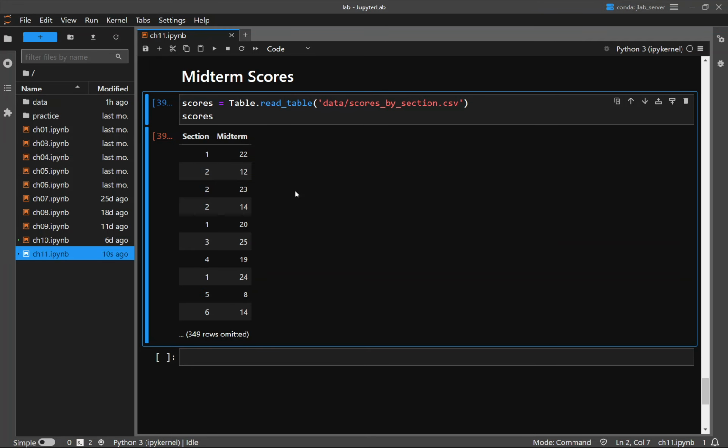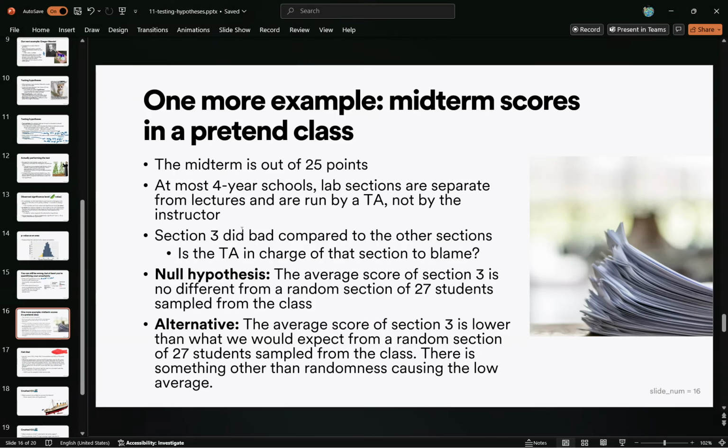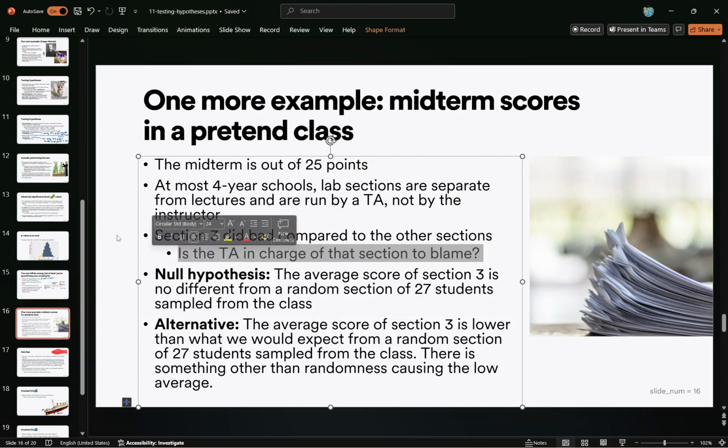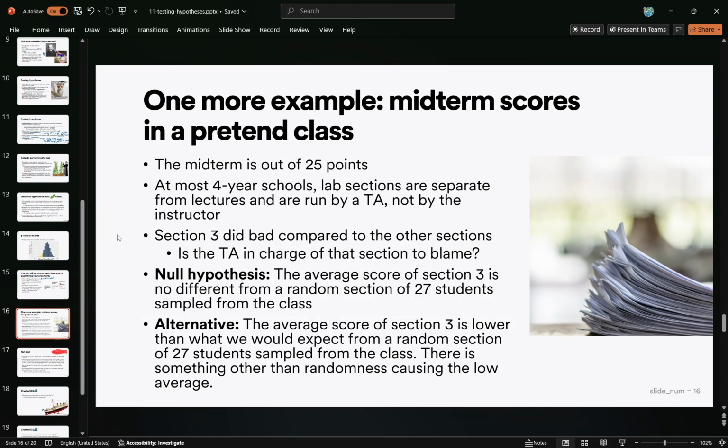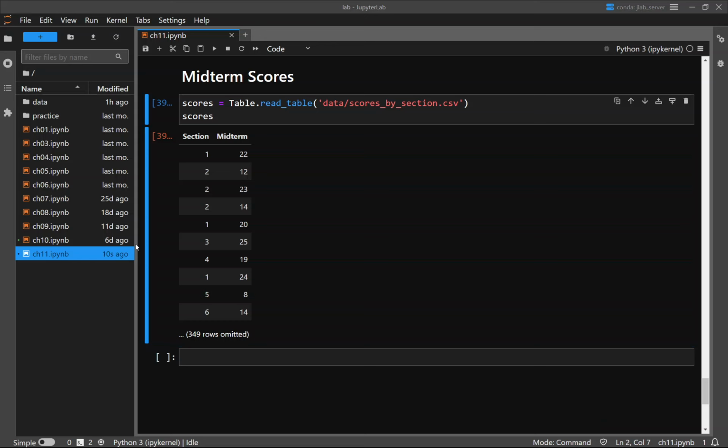Okay, so something went wrong with section 3. Section 3 scores were led by some TA, right? They're all led by a different TA. And section 3 did really badly compared to the other sections. And we want to ask the question, should we blame the TA? Is it their fault they weren't teaching the students enough in their lab time? Something like that. So that's what we want to discover right now. All right, we'll talk about null and alternative in a second. But here's the data. I want you to try.